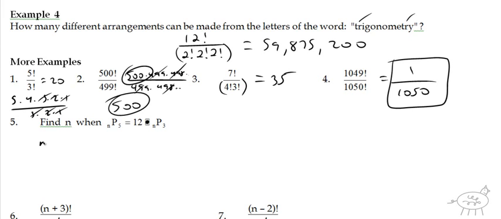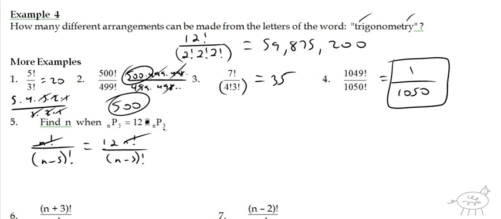All right, so let's write it out. nP5 is really n factorial over n minus 5 factorial, and that's 12 times nP3, so it's going to be n factorial over n minus 3 factorial. That's really what you have, and you're trying to solve for n. Well, I want you to understand that they both have n factorial on top, so I can multiply both sides by 1 over n factorial. They just cancel out.